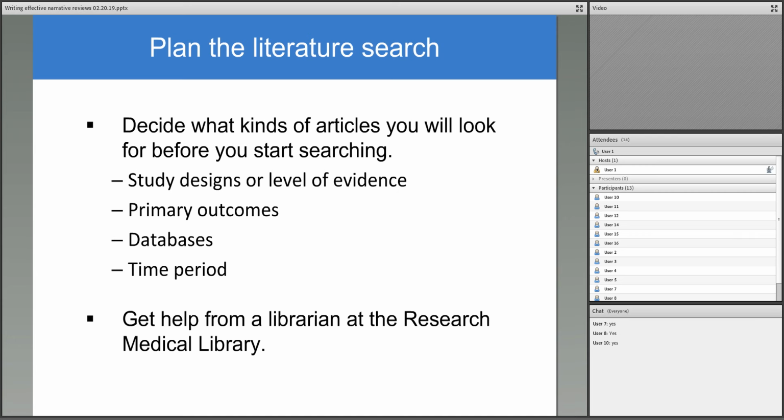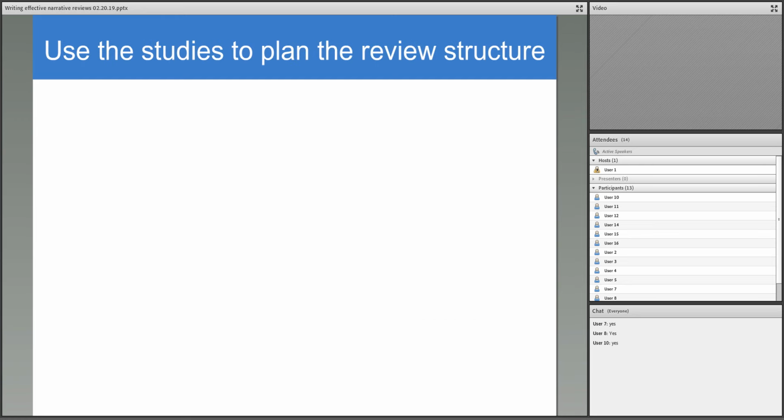And for help with your search, ask a librarian. A research librarian can help craft your search terms and search parameters and recommend databases to use. You can also ask the research medical library to perform a literature search for you, for which you should allow about 4 to 6 weeks. The bibliography slide at the end of this presentation will have a link for requesting one of these searches.